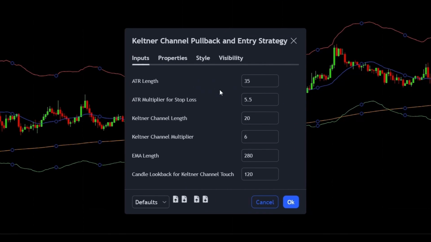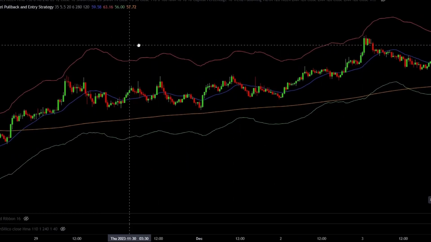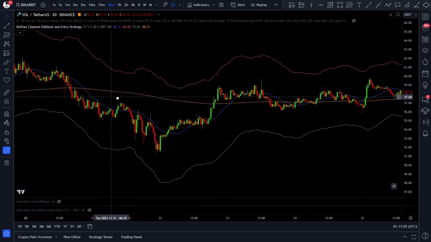This strategy doesn't have many inputs, so let's go over them quickly one by one. The first two are for the ATR stop loss. You can set the ATR length and the ATR distance. Then you can modify the Keltner channel settings, then the trend filter EMA length, and finally we have a candle lookback for Keltner channel touch.